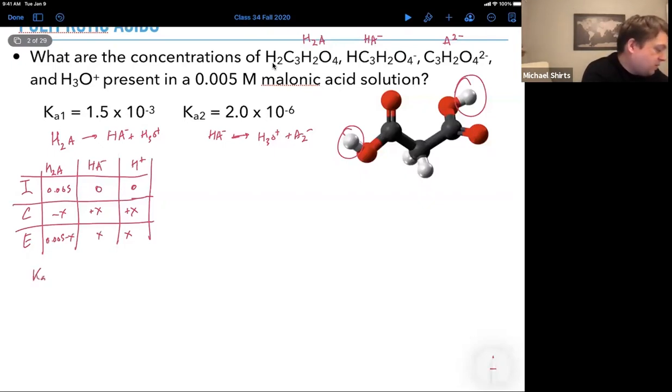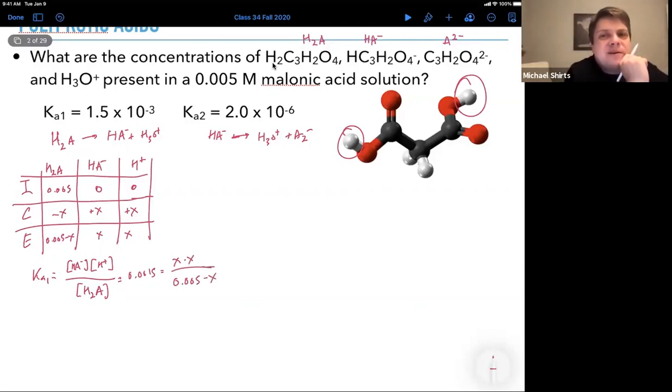So we have Ka1 is equal to the concentration of HA minus times H plus divided by the concentration of H2A, and that is 0.0015 is equal to x times x over 0.005 minus x. Now at this point, we want to ask ourselves, can we use the small x approximation? And just looking at it, it looks like not so likely.